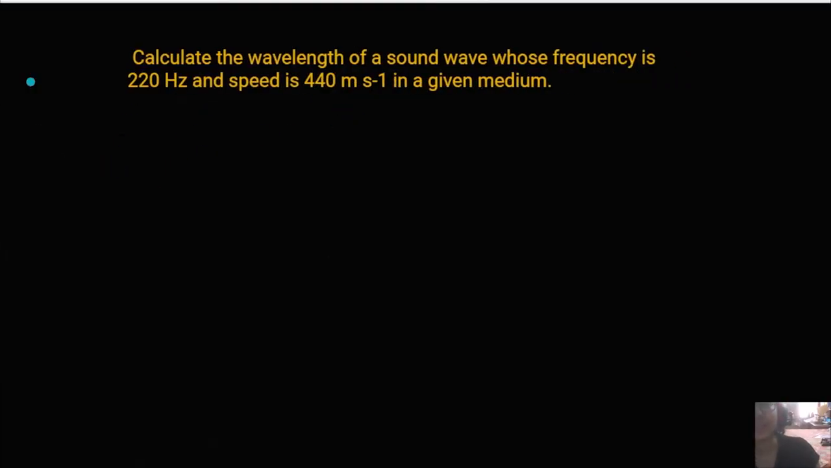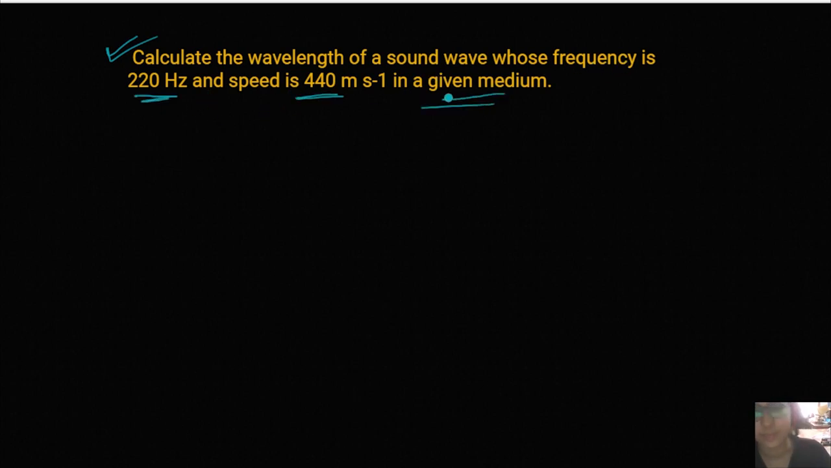So, with this, we come to the end of the discussion about sound and the transmission of sound. Now, let's just solve some simple problems, and we'll be done with this chapter. Okay, so what does this question say? Calculate the wavelength of a sound wave whose frequency is 20 hertz and speed is 440 meters per second in a given medium.